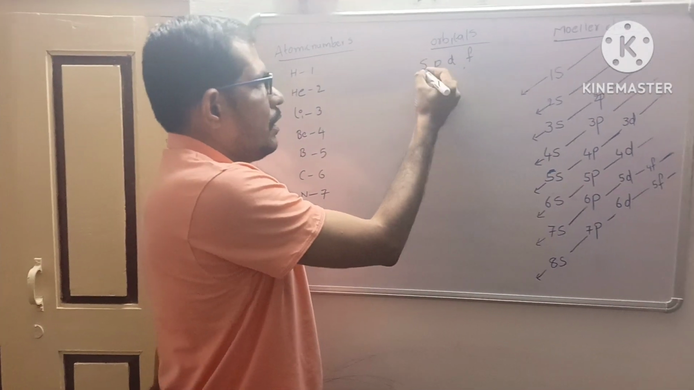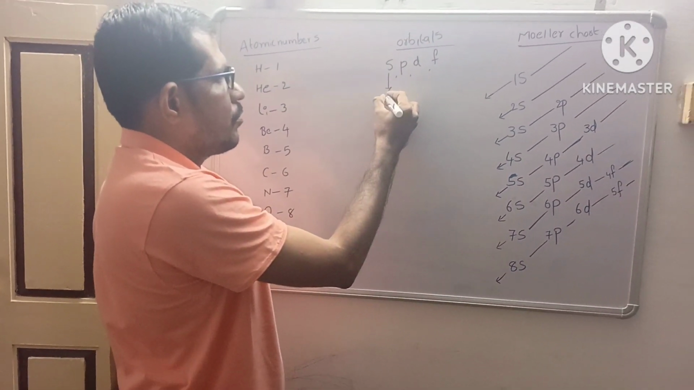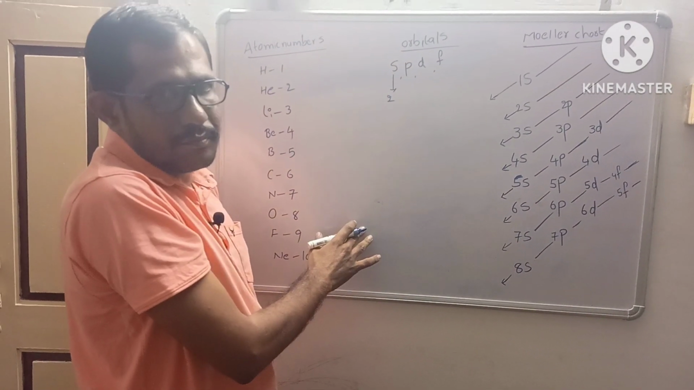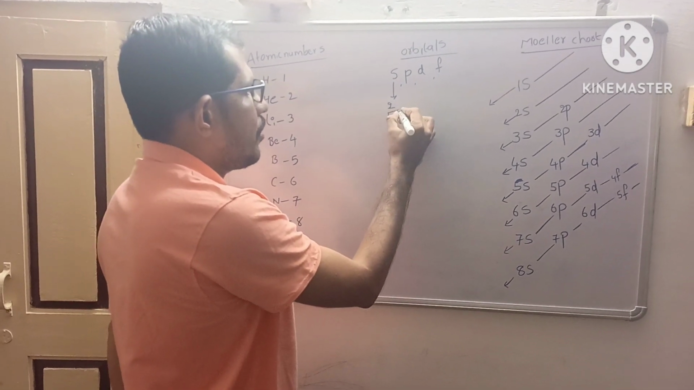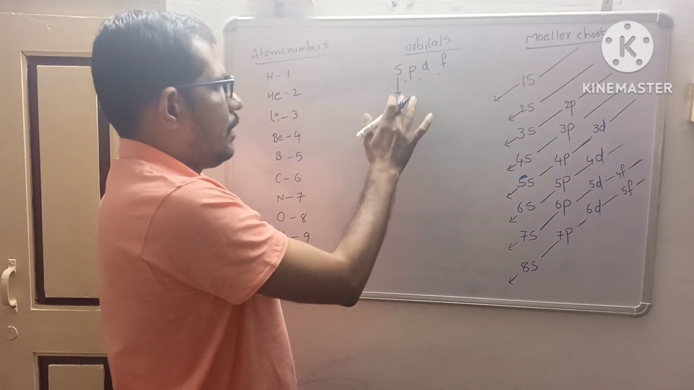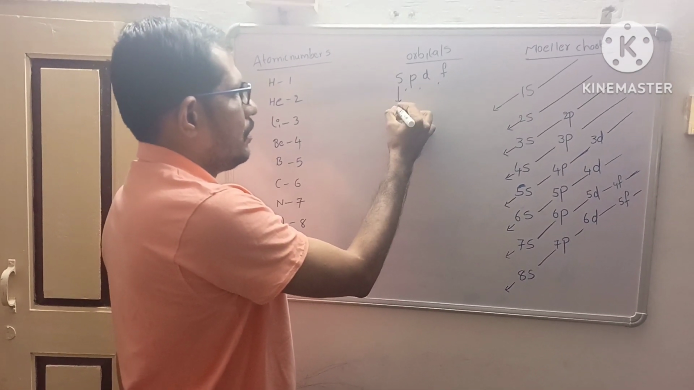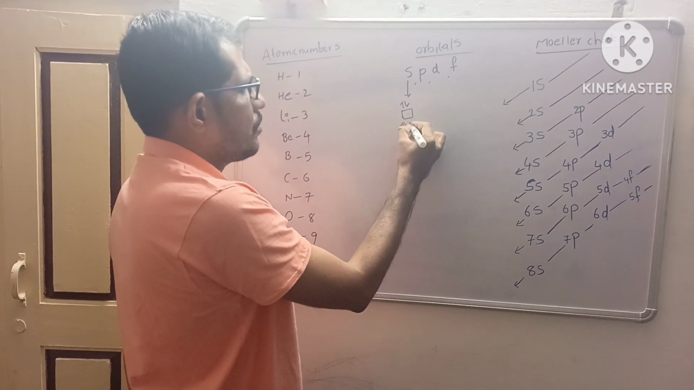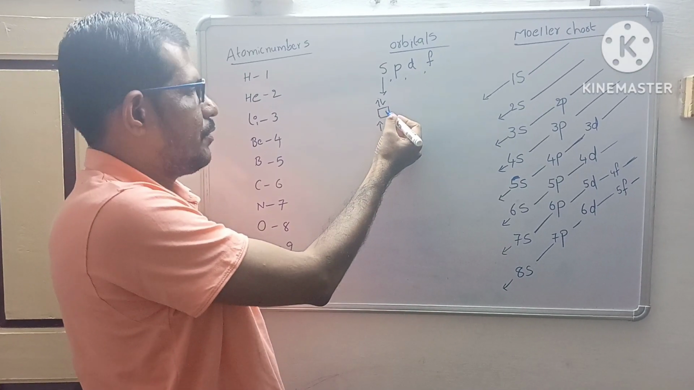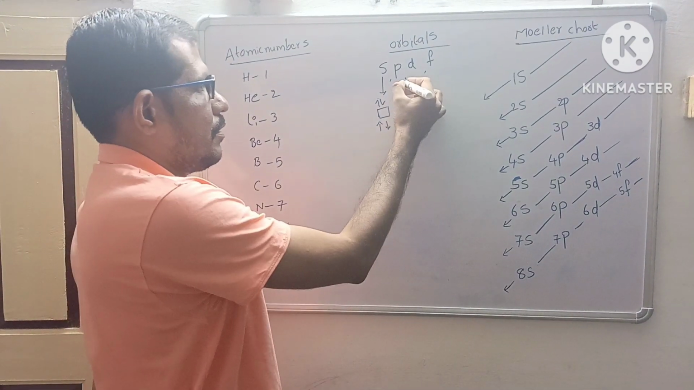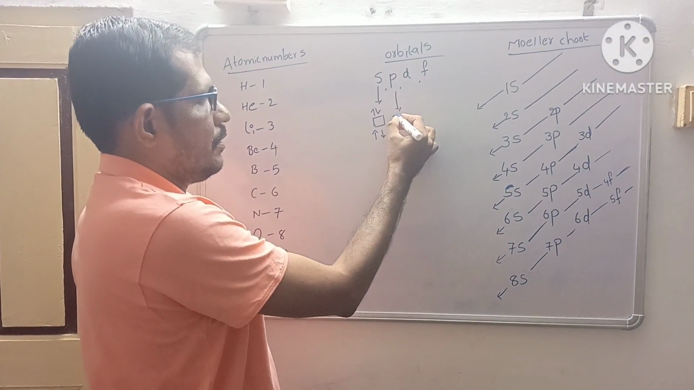Remember, an S orbital can hold only 2 electrons, and a single box will come. I will write electrons like this, with arrows; instead you can use double arrows also. So for the S orbital, just write one box. Each box contains 2 electrons. For the P orbital, just write 3 boxes.